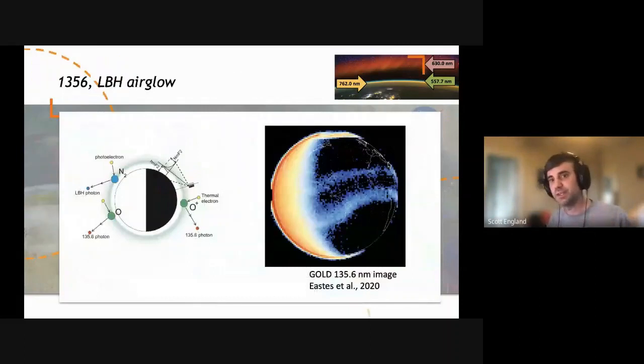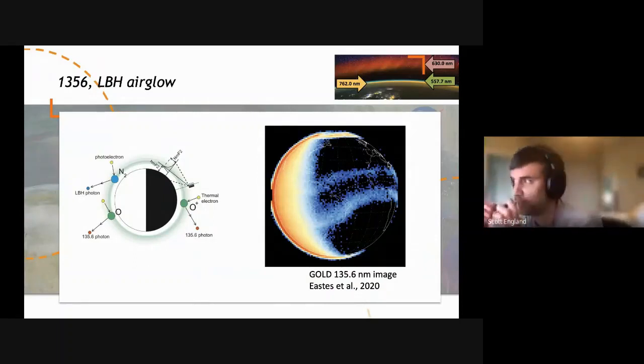To understand some of what I'm going to present when we get into the data and the nuances of it, we need to understand just two types of airglow in the far UV that we'll dive a little deeper into. Those are going to be 1356 and LBH. These are associated with atomic oxygen and molecular nitrogen, respectively.